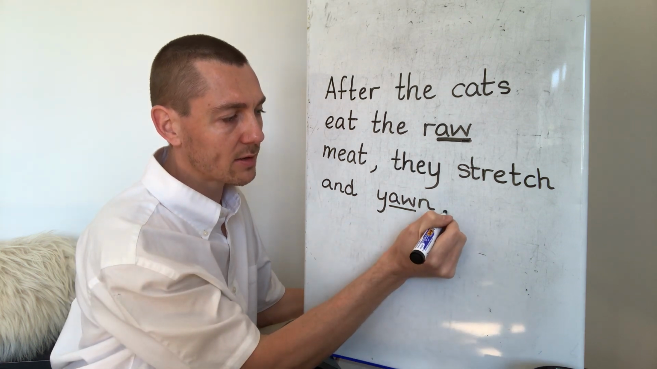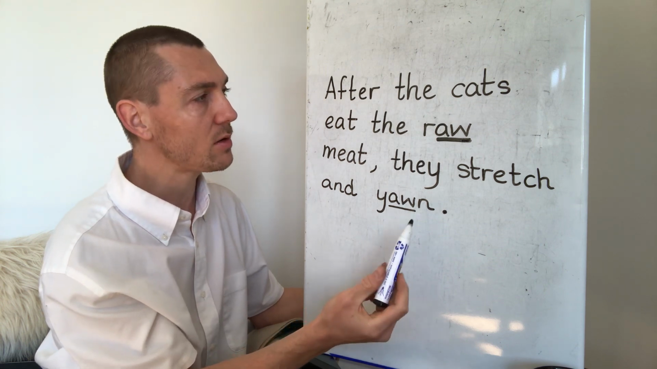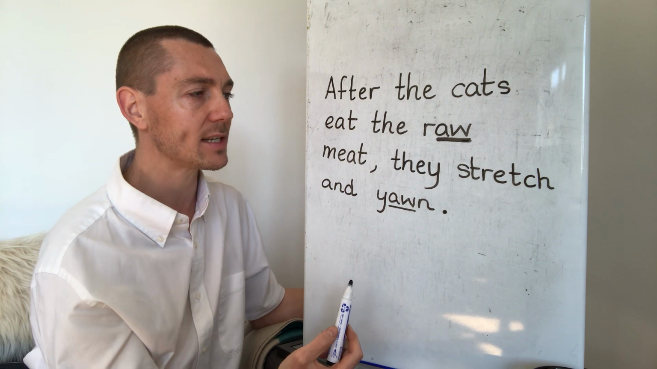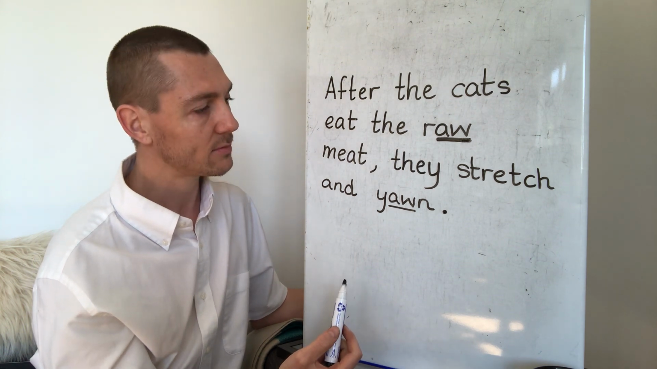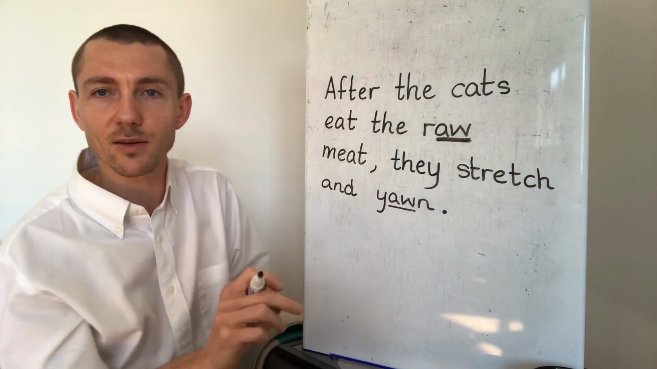Okay, stop mark. That sentence is finished. Seems to make sense on its own. After the cats eat the raw meat, they stretch and yawn. That's a finished idea, so we can have a stop mark. Okay, the second sentence goes like this.